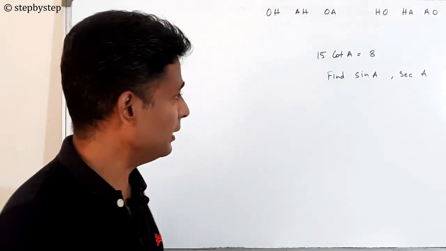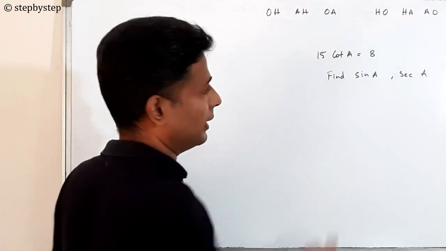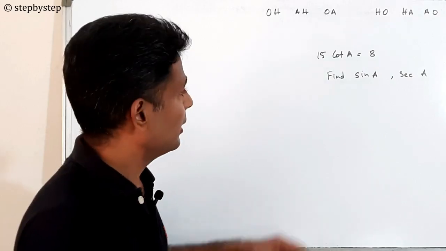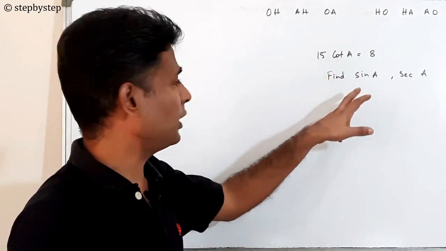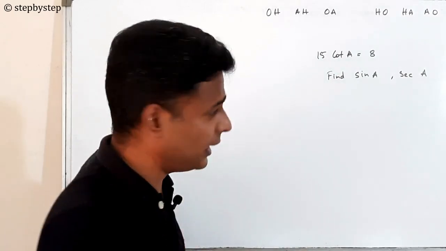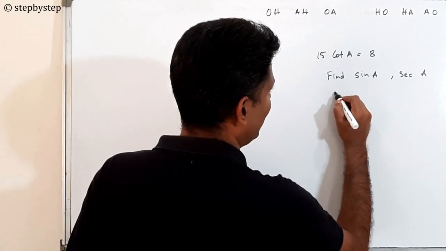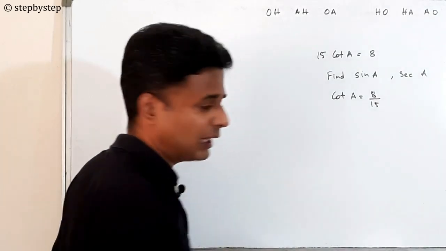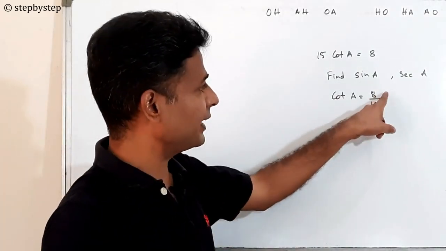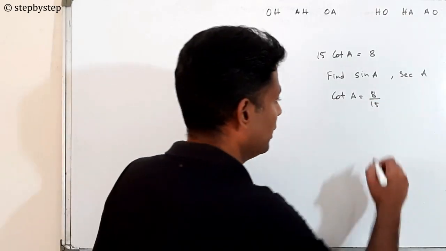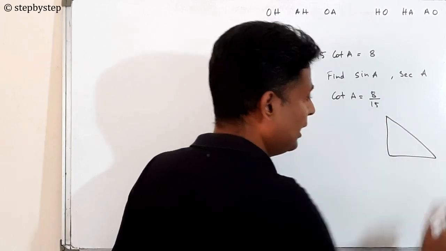Now the fourth question, they have said 15 cot A equal to 8, and you have to find sin A and sec A. Now guys, we do not know what cot A is equal to. So what do we have to do? We have to keep cot A on one side, rest on the other. So if I transpose this 15, what happens? Cot A is equal to 8 by 15. That is what we get. And by doing this, we get the ratio of cot A. The ratio is 8:15.